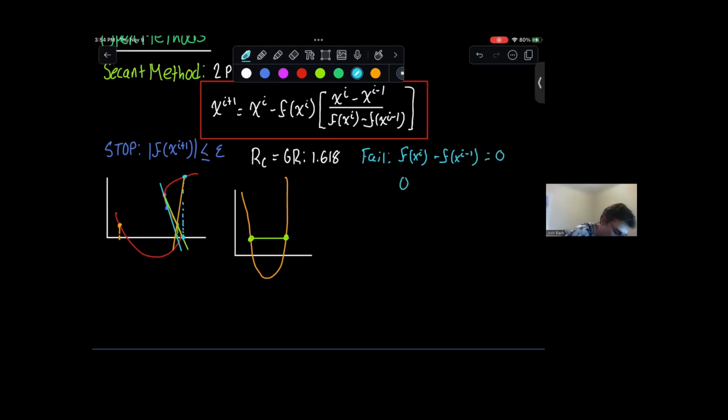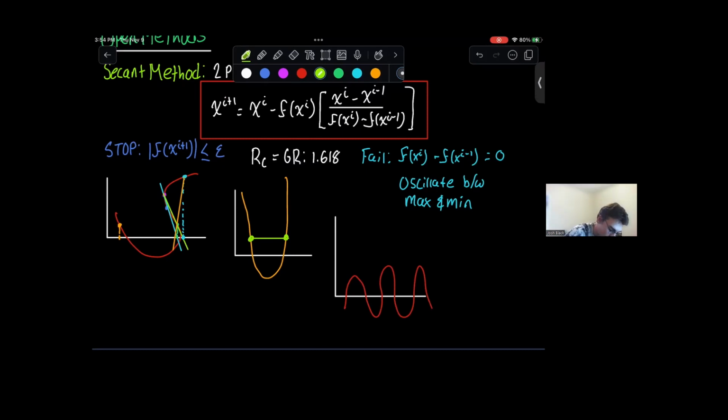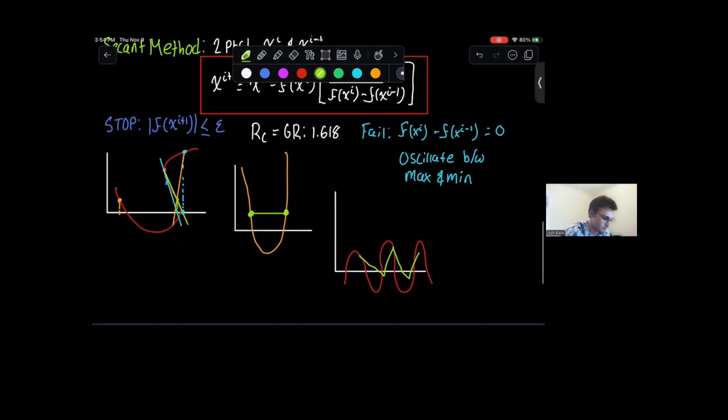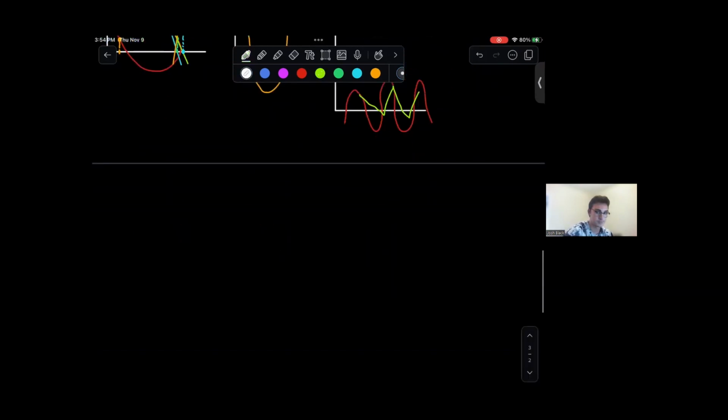It can also fail if we oscillate between a max and a min. So if we have something that looks like this, we might get a solution that has us oscillating between a max and a min, and we're never really going to converge on a true solution. Now let's go into MATLAB and let's code that one up.